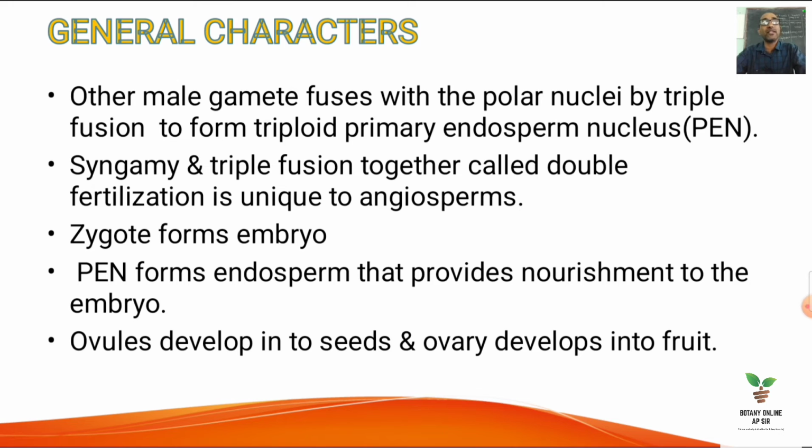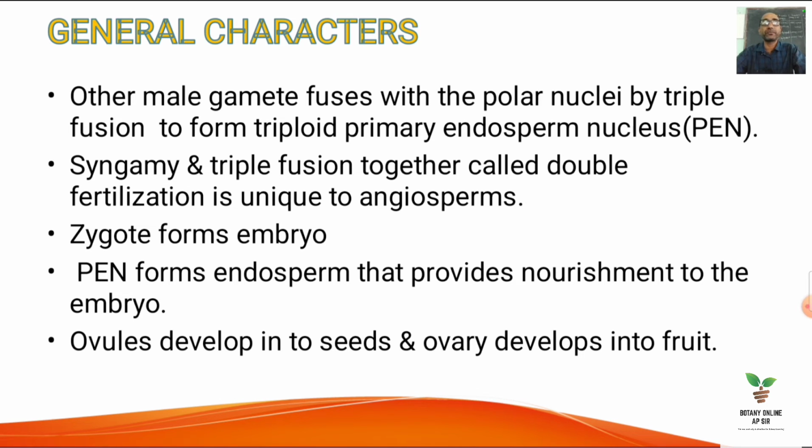Now a zygote has already been formed by the fusion of the first male gamete with the egg. That zygote gives rise to the embryo. Got it? And the primary endosperm nucleus, which has been formed because of this triple fusion, forms the endosperm. Now this endosperm provides nourishment to the embryo.